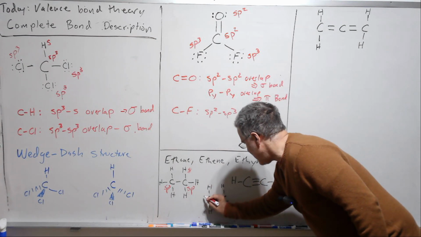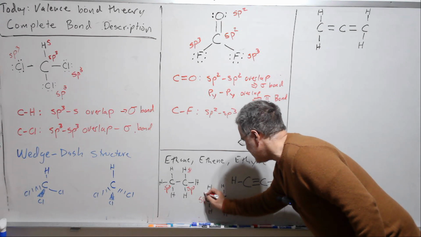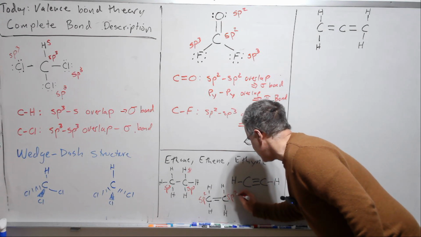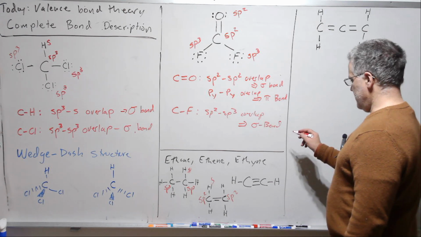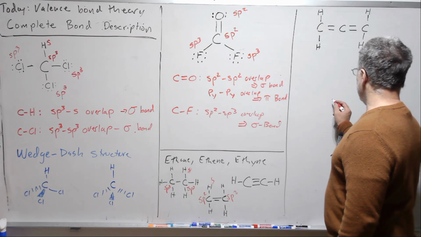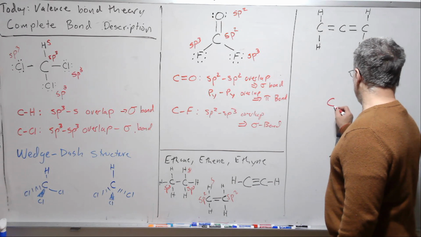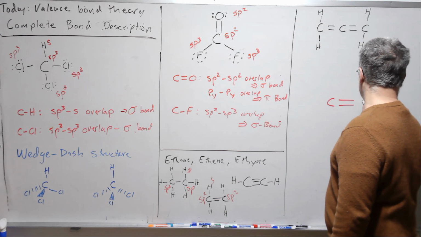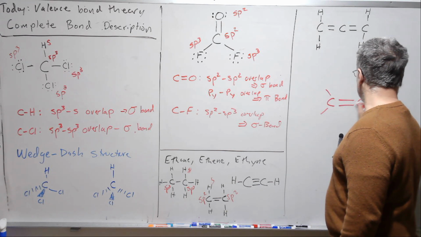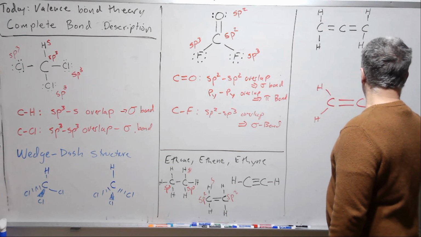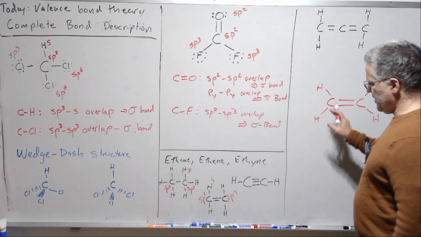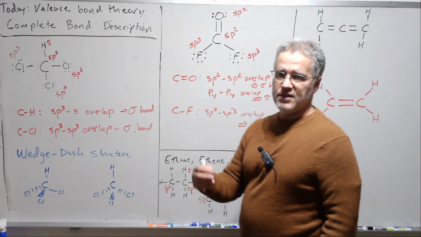Okay, quick identification: sp2, sp2, and these are s's here. So let's draw the wedge dash diagram. sp2, boom, right away. Trigonal planar.